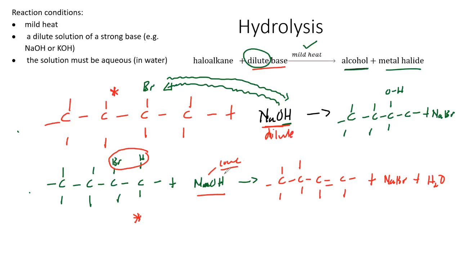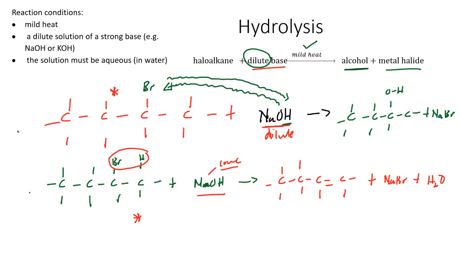What's the difference? Concentrated. So it looks like when you react a haloalkane with a dilute base, you're going to undergo substitution. The name of the reaction is hydrolysis, and you're going to form an alcohol. Dilute base. If you react the same thing, but this time with concentrated, you're going to get an alkene. The name of the reaction is dehydrohalogenation. You're going to form sodium bromide in this example and water as well.